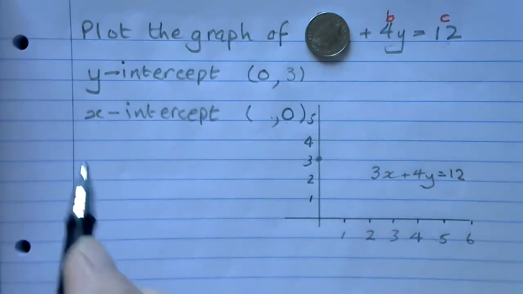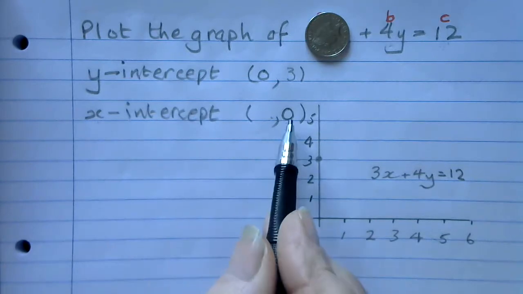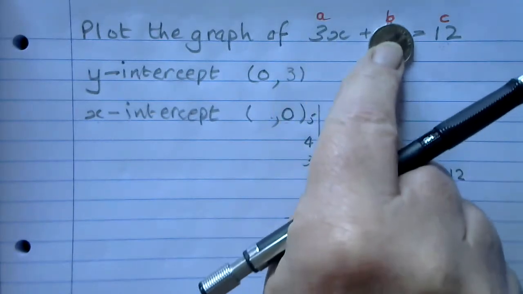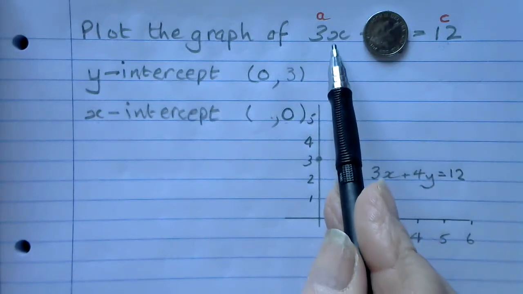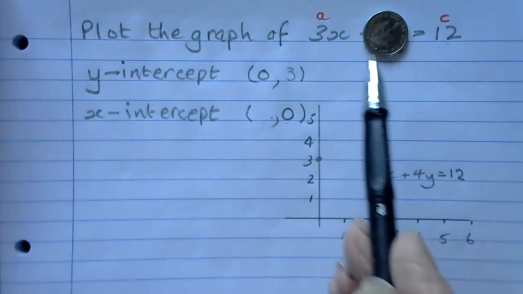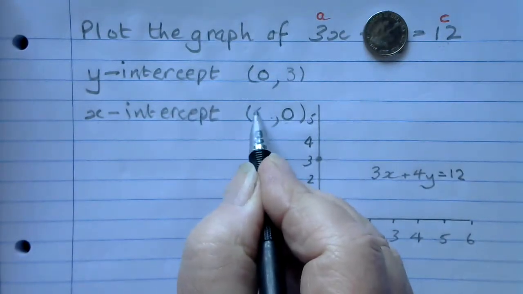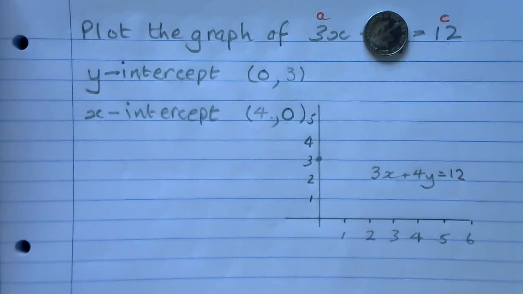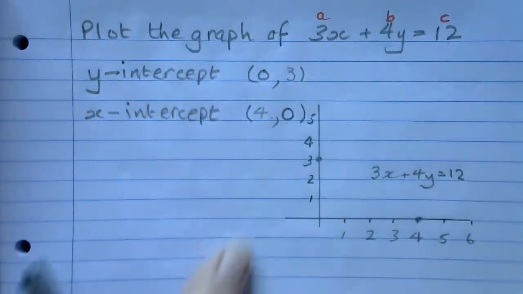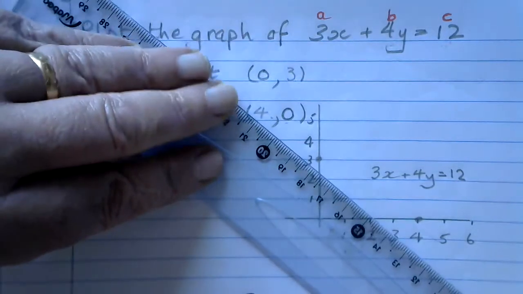Now I can do the same to find the x-intercept. Set y equal to 0, so I just cover it up, and I've got that 3x equals 12. So if 3x equals 12, x must equal 4, and I can put that in straight away. So the x-intercept is 4, 0, so that's there. Nice and easy, hey? So all I need to do now to graph that line is to join those points. So let's do that.